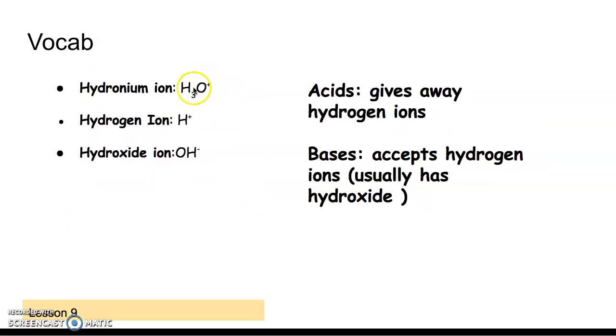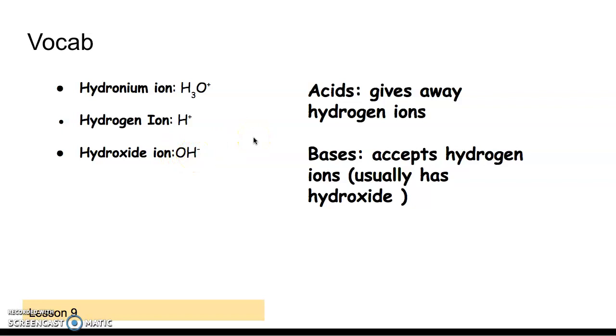So some vocabulary: H3O plus is called a hydronium ion. H plus is called a hydrogen ion. I'll try my best not to call this a proton. We do call this a proton quite a bit, but I'm going to try my best to use hydrogen ion. And this is a hydroxide ion, OH minus.